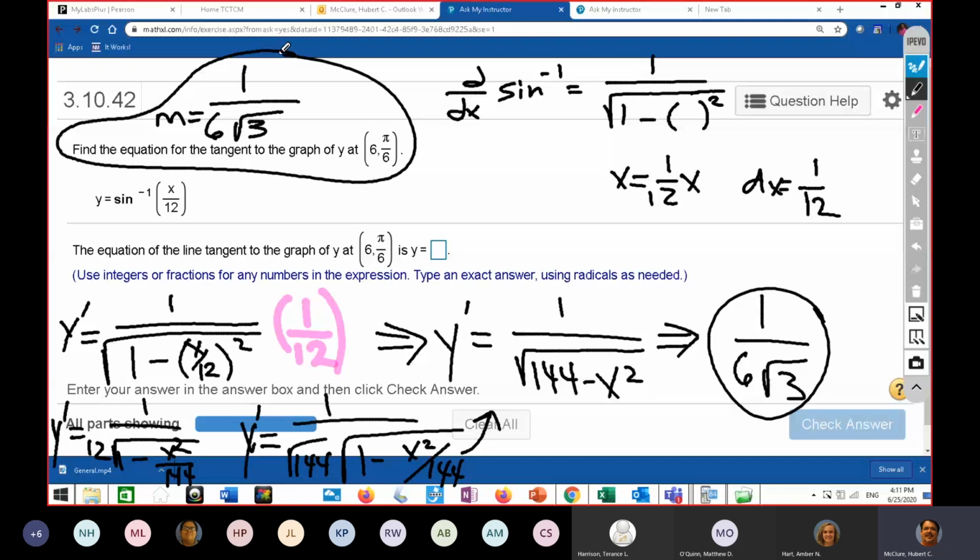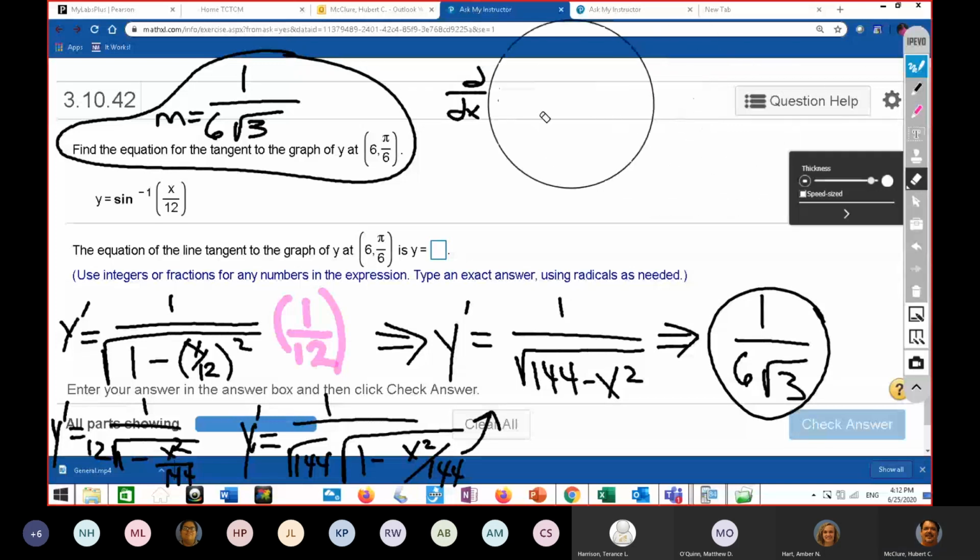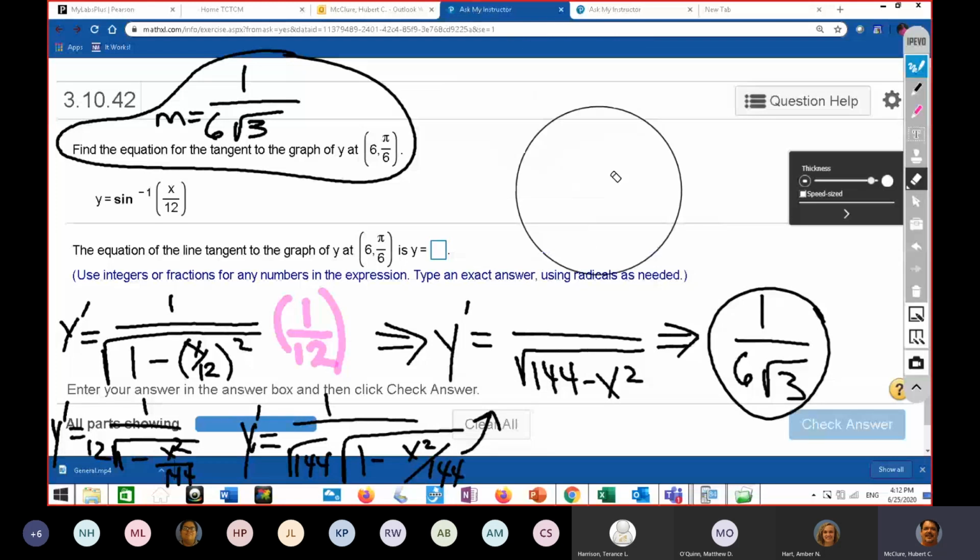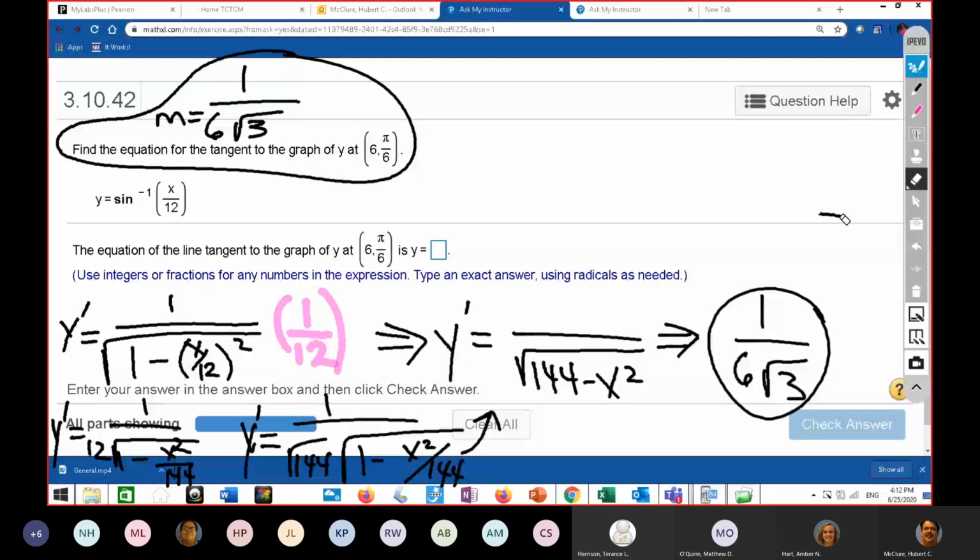Find the equation. I'm going to go over here and erase this. Make it bigger. I like that. I wish the Epsons had that big of an eraser. So y minus pi over 6 equals m, which is 1 over 6 square root of 3, times x minus 6.